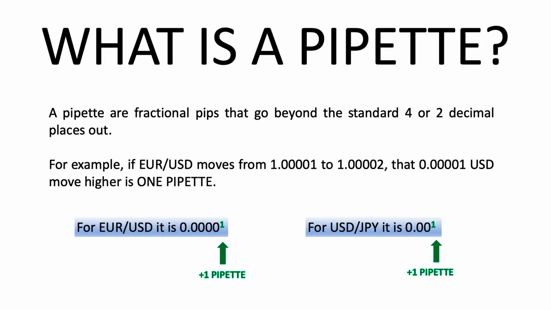Next up is a pipette. A pipette is a fractional pip that goes beyond the standard 4 or 2 decimal places. For example, if your USD moves from 1.00001 to 1.00002, that 0.00001 USD move higher is 1 pipette, as you can see below.